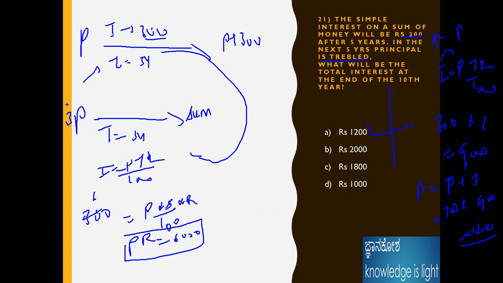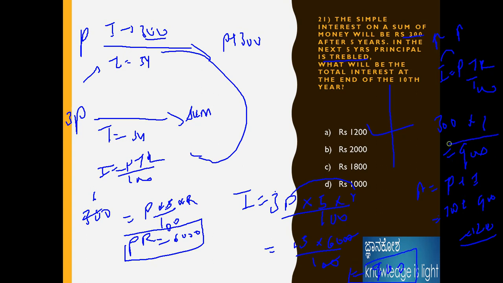Then again, the principal is tripled here. I is equal to 3P into time, which is 5, into R over 100. Therefore, PR we already got, 6,000. 3 into 5 is 15, into PR, which means 6,000, divided by 100. The 100 cancels. 15 times 6 is 90. Therefore, 900 is the interest here.